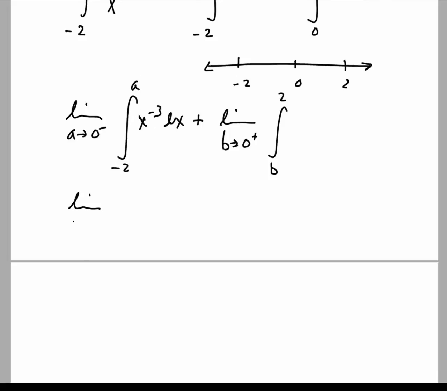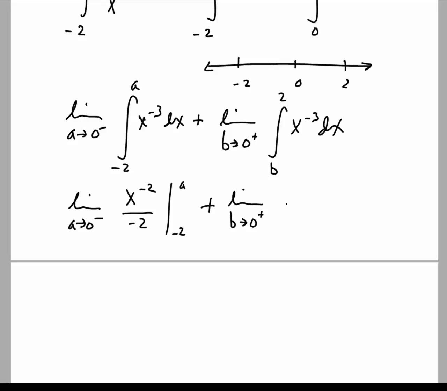So we'll have the limit as a approaches 0 from the left of x to the negative 3. I would add 1 divided by the sum, so that would be x to the negative 2 divided by negative 2, evaluated from negative 2 to a, plus, whoops, I forgot the rest of this integrand over here, the limit as b approaches 0 from the right of x to the negative 2 divided by negative 2 from b to 2.